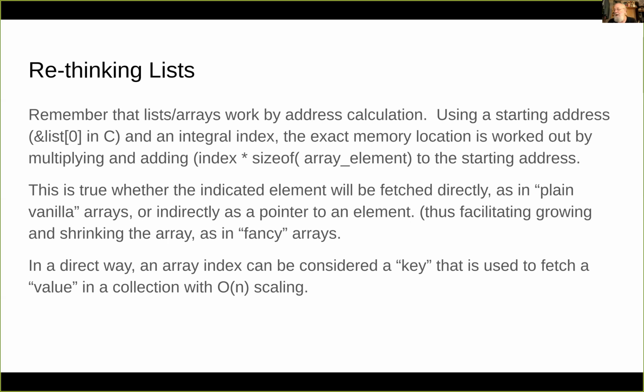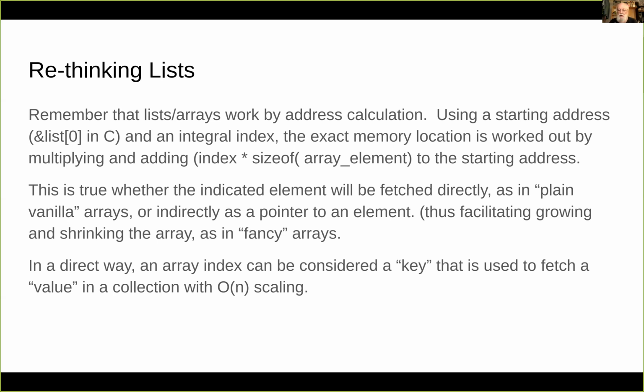In a direct way then, an array index, the number you put in the parentheses or the square brackets, you can think of that as a key, and it's used to fetch the value, and the value is whatever you put in the element. So in a limited sense, in a very basic but high performance sense, arrays and lists are key value pairs.